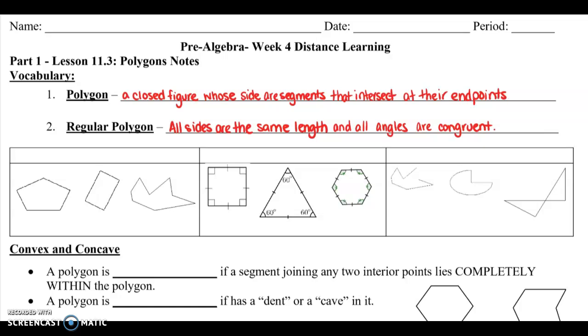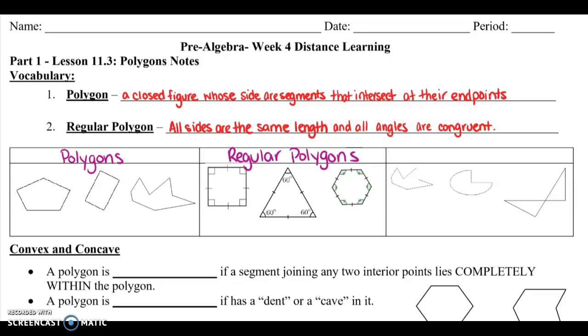So we have 3 different columns here. The first column, this column right here, these are all polygons. All their sides are straight and they all connect. Whereas in the middle, you start seeing all these different markings. So you see angles that are the same and then these congruency marks for the sides. Those would be our regular polygons. So they're polygons, they just have a special condition where all their angles and their sides are the same.